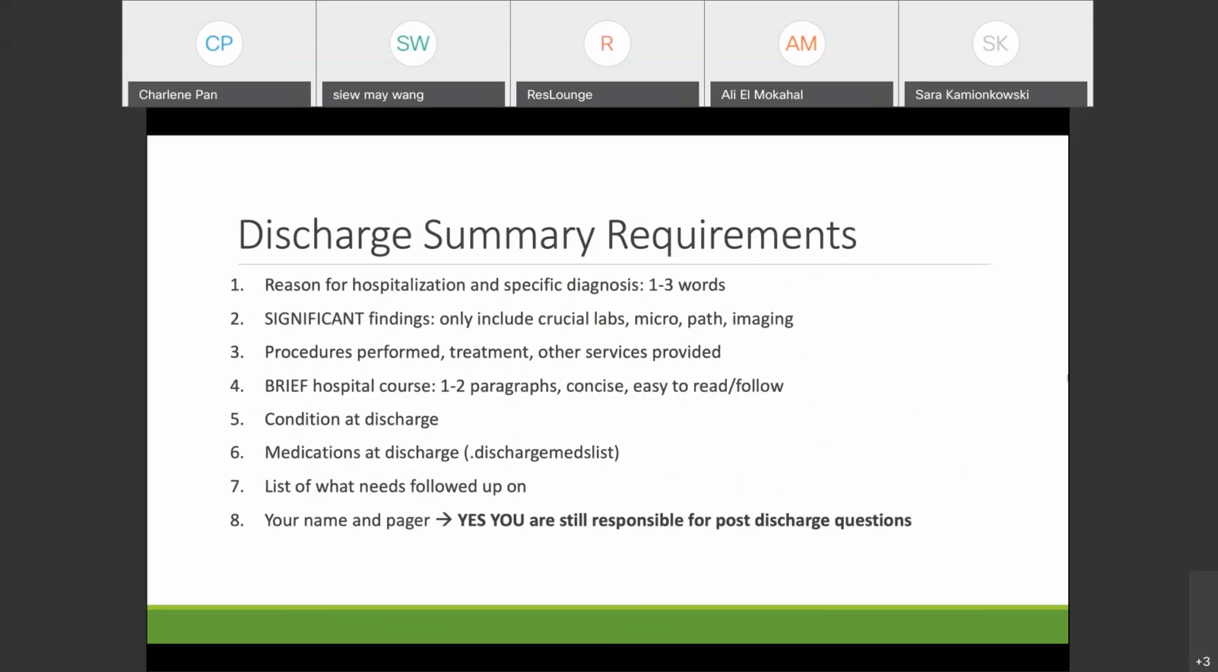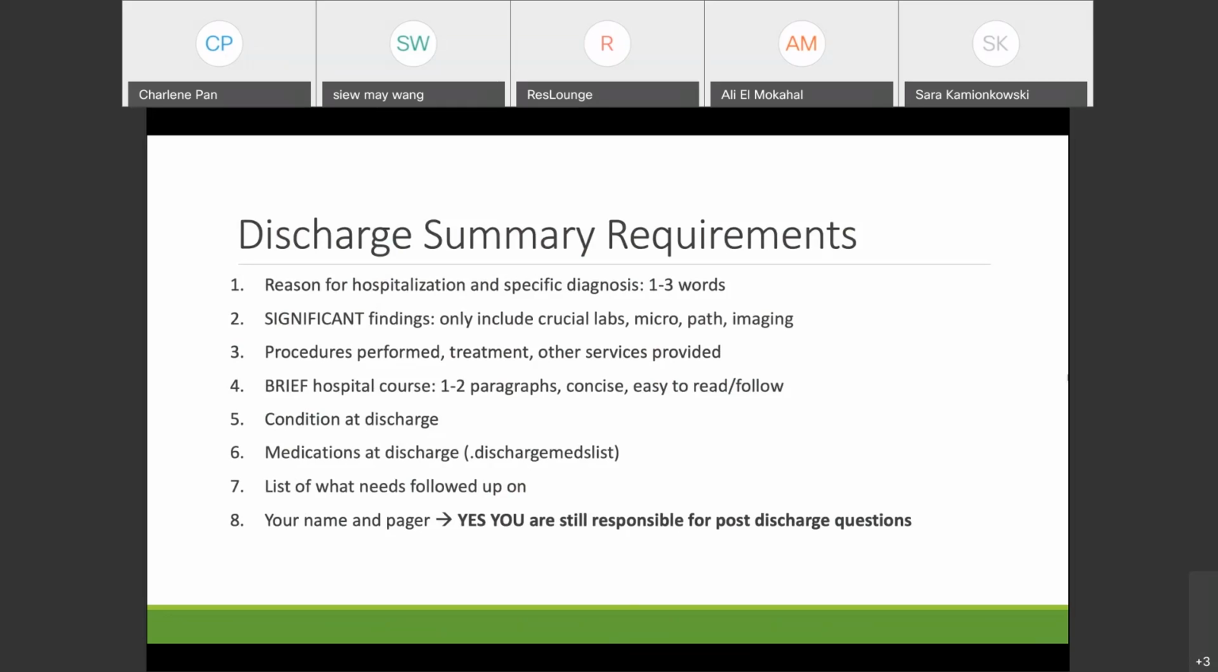Then significant findings. You don't need every single lab that the patient got, okay? Only things that matter. So he had an AKI, so you might want to trend his creatinines, or he had a CT that needs a repeat and needs to be followed up on. So maybe put his CAT scan in there. And then any important micro or pathology. Again, not every lab that they had needs to be put in there. Okay. And then any procedures performed, any other treatments or services provided, and then a brief hospital course, 1 to 2 paragraphs, which should be concise and easy to follow.